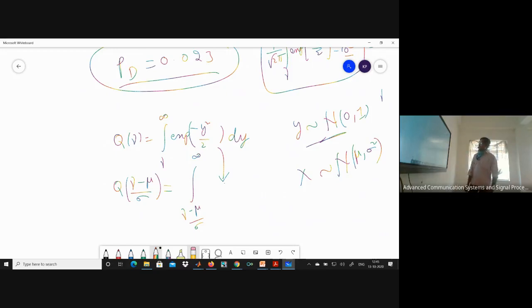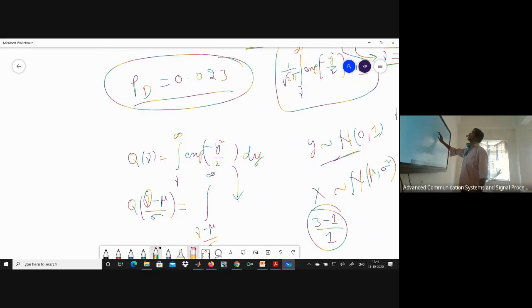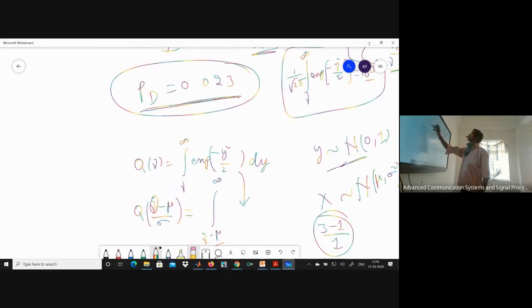Okay, now whatever the value you are going to obtain over here, the area you have to substitute. Here actually the gamma is 3. So 3 minus 1 divided by 1 should be our lower limit here. So that will give you the area of right tail probability, that is, the probability of detection 0.023. So this is for the mathematical analysis.